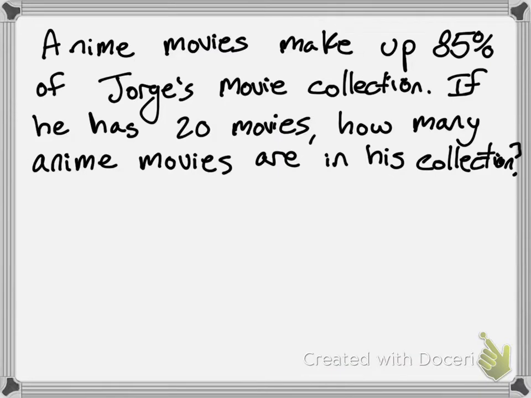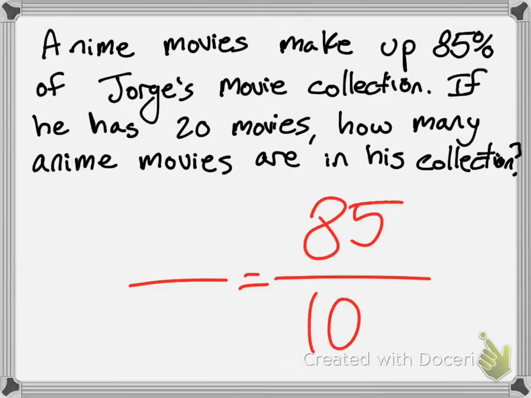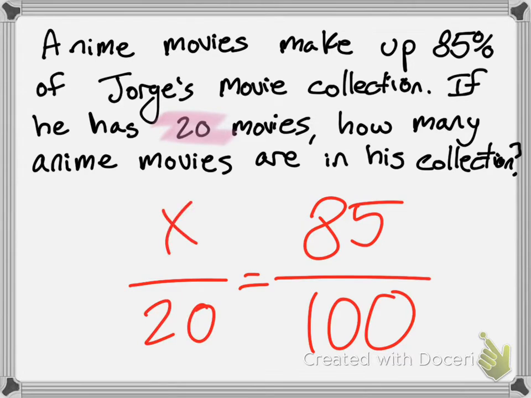Anime movies make up 85% of Jorge's movie collection. If he has 20 movies, how many anime movies are in his collection? So we already know percent over 100. But we've got this number 20. Where does the 20 go? Is that our numerator or our denominator? Is it our part or is it our whole? Anna Jolene? It's our whole. Yeah.